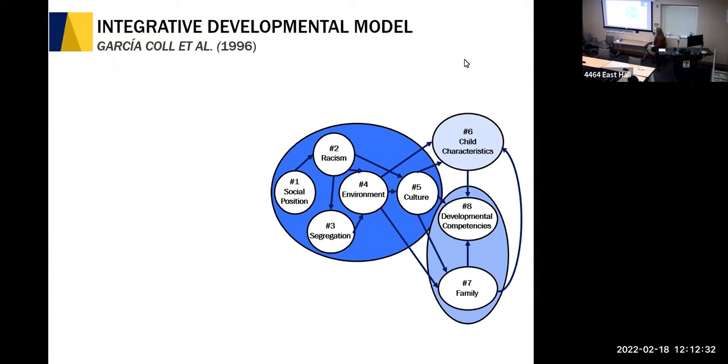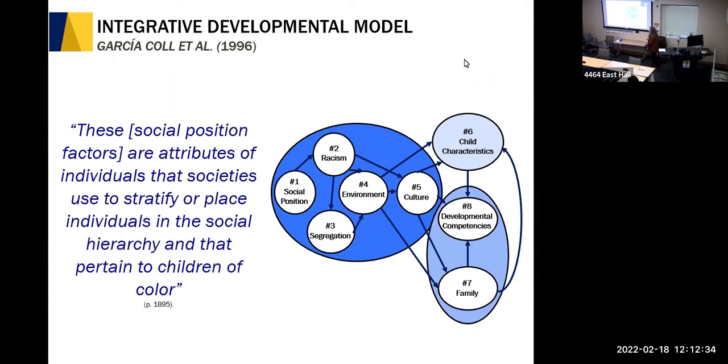And even within this integrated model, she and her colleagues say these social position factors, back in node number one, are attributes of individuals that societies use to stratify or place individuals in a social hierarchy, and that pertain to children of color. Right? So these social position factors are key factors of individuals, and those individual factors are related to all of these aspects of an individual child's development. Am I making my point?